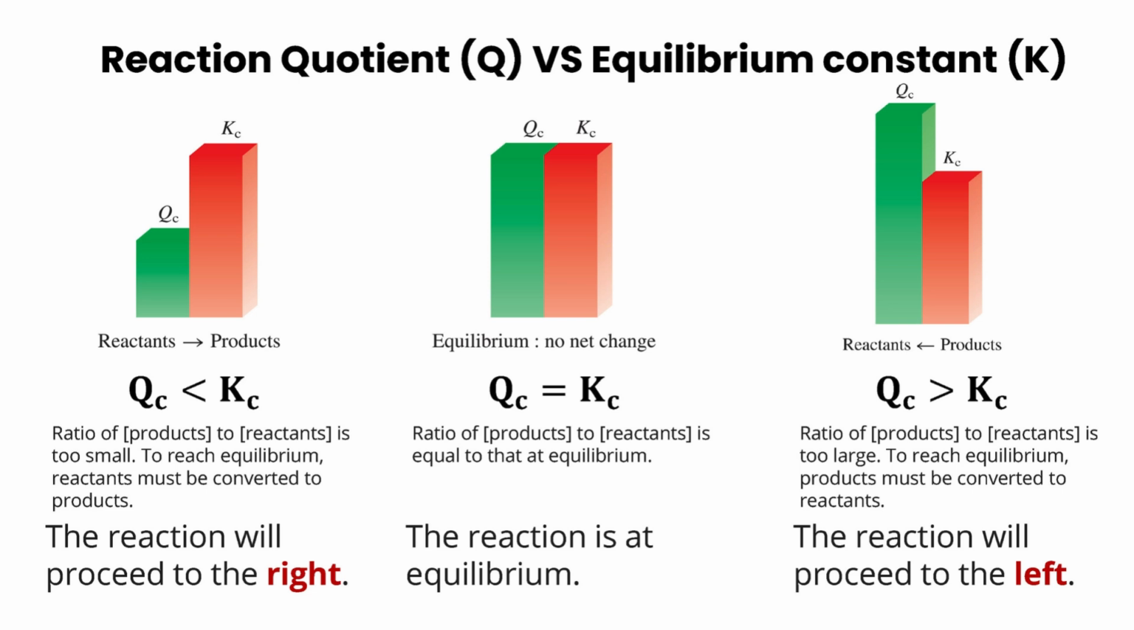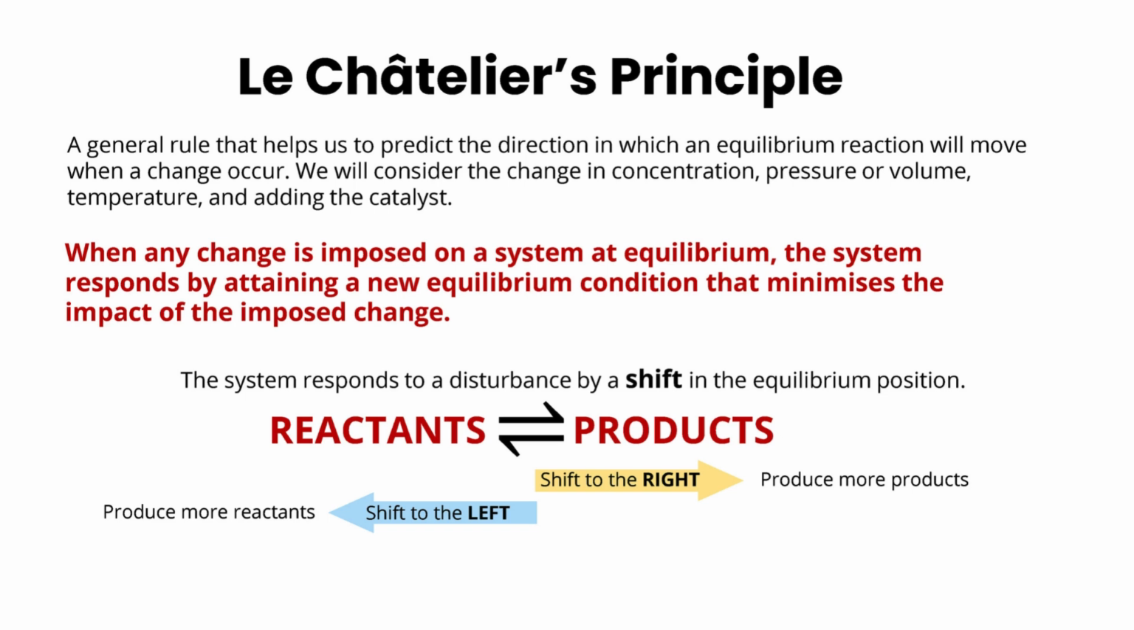So calculating Q and comparing it to K is like checking your reaction's GPS. Am I there yet? Do I need to go forward or backward? That's a really clear way to think about it. Okay, so Q tells us how to get to equilibrium. But what if we are at equilibrium, and then we deliberately disturb it? Add something, change the temperature.